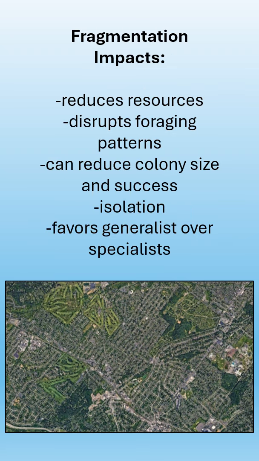What are the impacts of fragmentation? Obviously, just like habitat loss, it reduces resources. It can disrupt foraging patterns of the bees. It can reduce their colony size and the colony success. It isolates colonies, and it tends to favor a general species over specialist species, which may be restricted to just a few different plant groups.